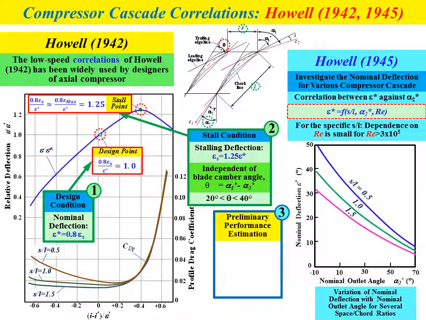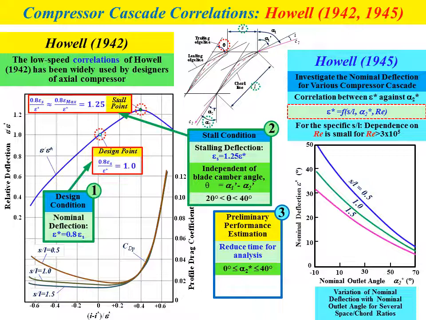Okay, for this third correlation, based on the figures of variation of nominal deflection with nominal outlet angle, we will have the third correlation that can be used for preliminary performance estimation. So this equation we can use to reduce time for analysis, in order to simplify the analysis process in the compressor cascade investigation.